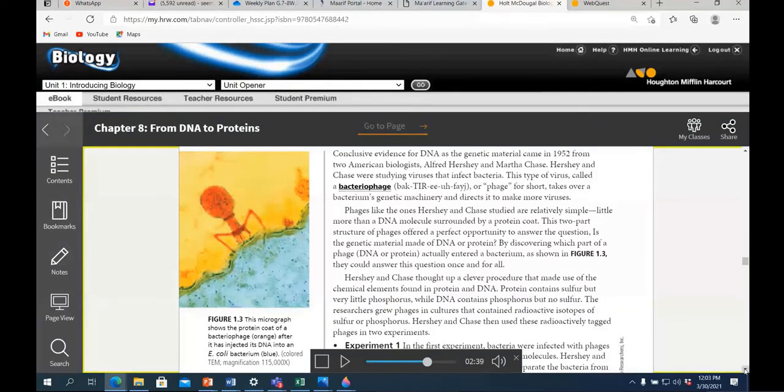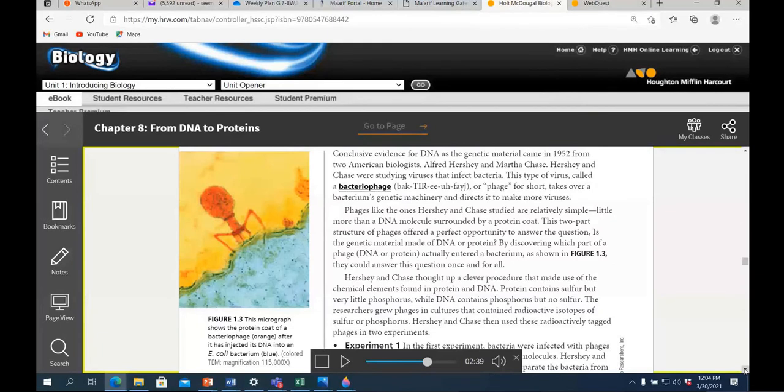Phages like the ones Hershey and Chase studied are relatively simple, because they are little more than a DNA molecule surrounded by a protein coat. We all know the virus is not a living thing. It is somewhere between a living and a non-living thing, and it has just an outside protein coat and the DNA in its structure, isn't it? So this two-part structure of phages offered a perfect opportunity to answer the question: is the genetic material made of DNA or protein? It was very easy for them to study this on a bacteriophage, because its structure consists of nothing else but an outside protein coat and the DNA present in it.